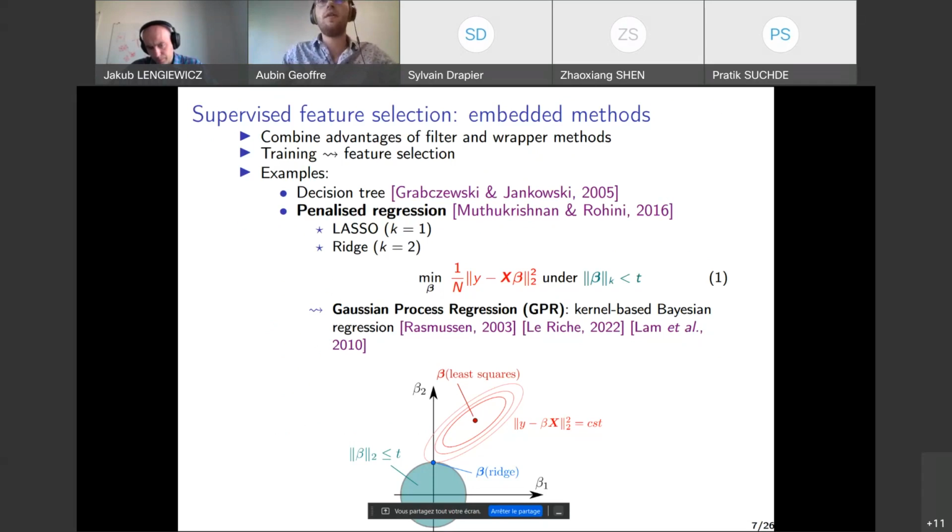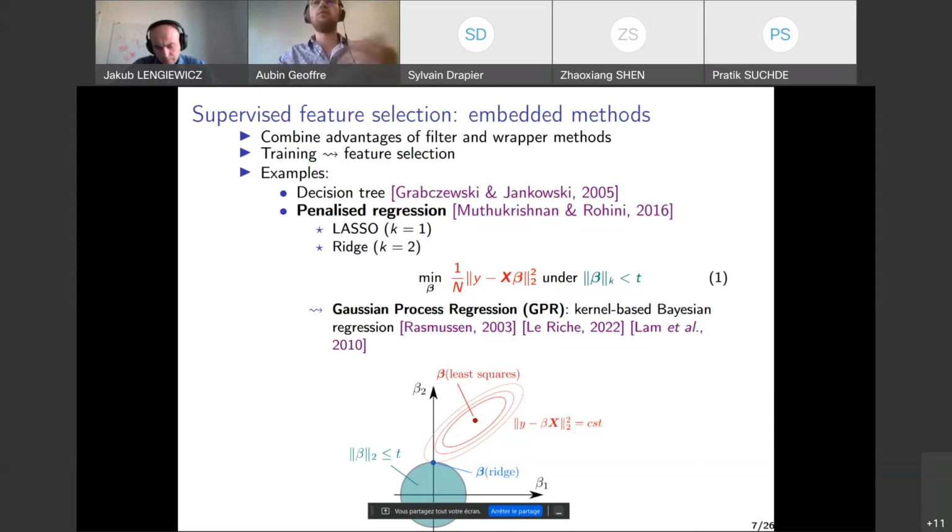We are focused on Gaussian process regression, that is, kernel-based Bayesian regression. At first it's used for regression, but it turns out that we can also use it for feature selection, and I will explain it now. This technique is not new. It can be found in several other works, but it's the first time it has been used in our community.